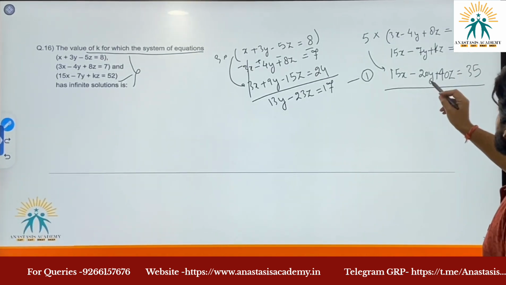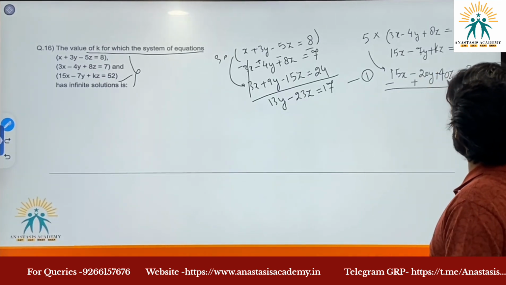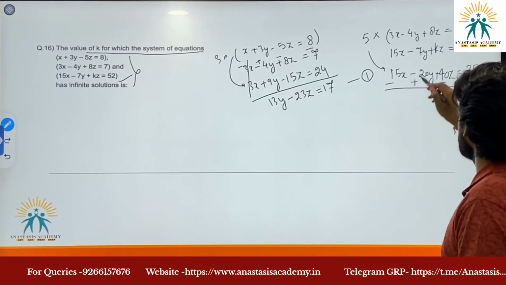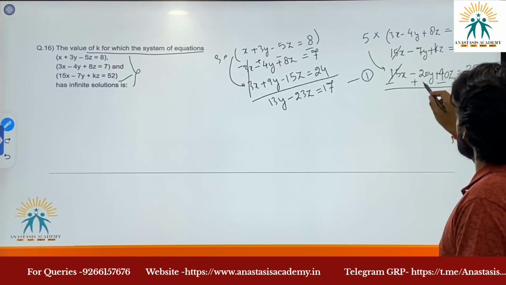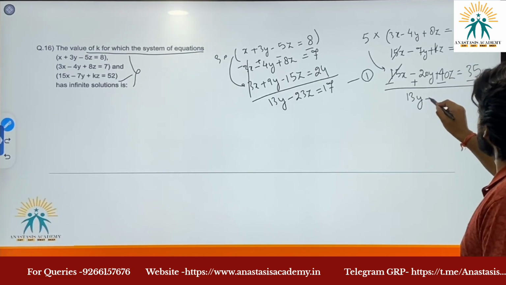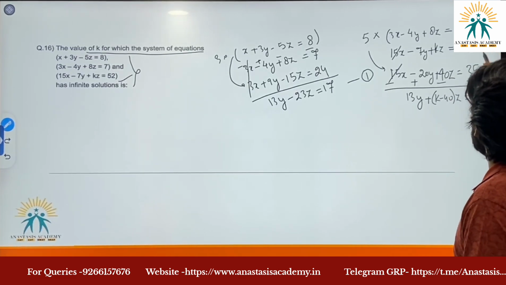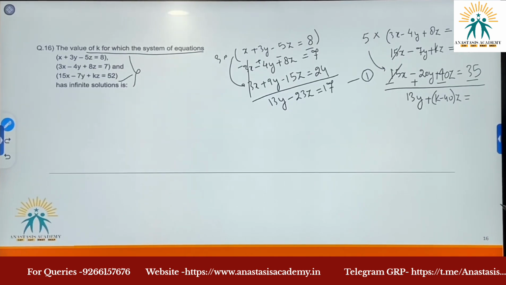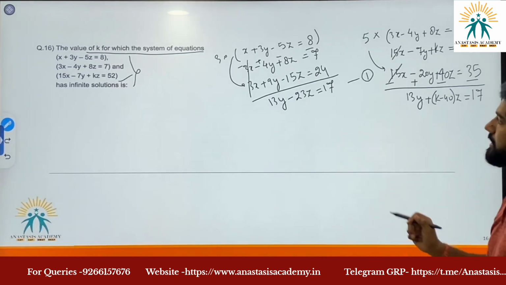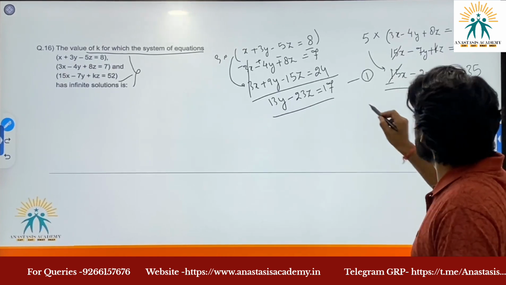Now let's subtract this equation from the above equation. So 15x cancels, and it becomes 13y plus (k - 40)z = 52 - 35. So that is 17. So I know these equations, when solved simultaneously, reduce to these two equations.